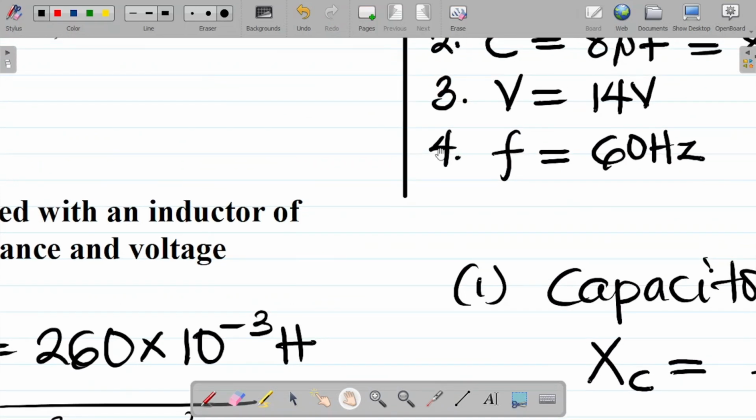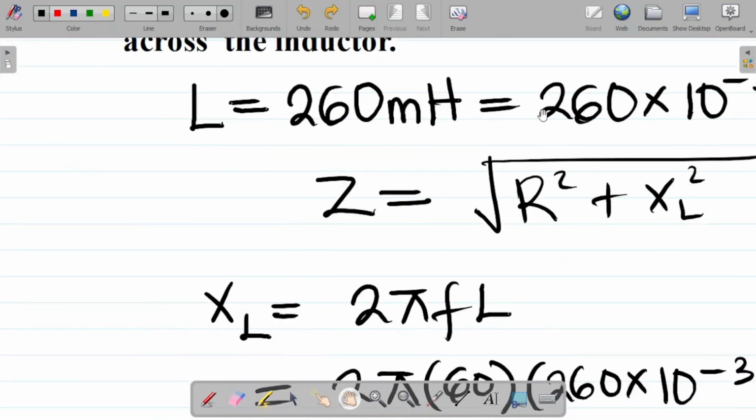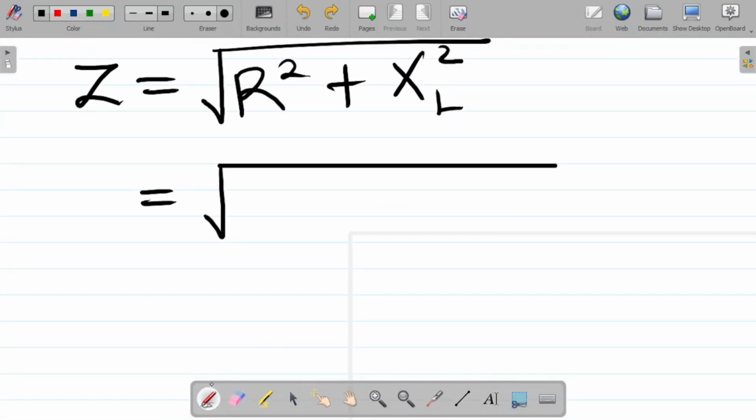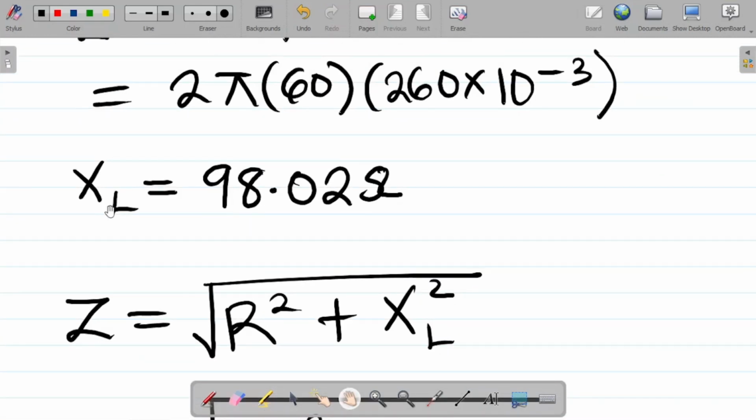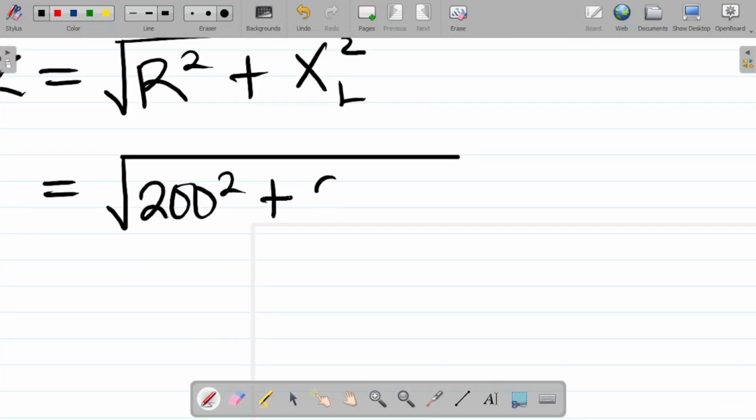The value of R as given here is 200 ohms. You can see it here, right? That's this point here, 200 ohms. So R squared becomes 200 squared, plus, let's get XL squared. What's XL? XL is 98.02. So 98.02 squared.